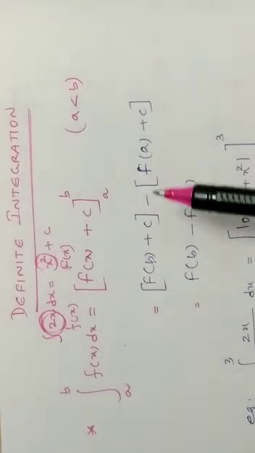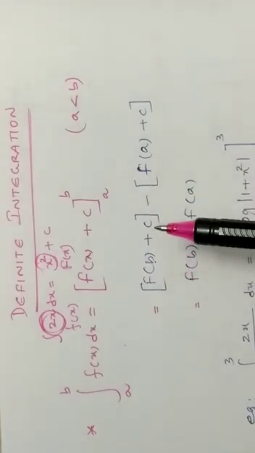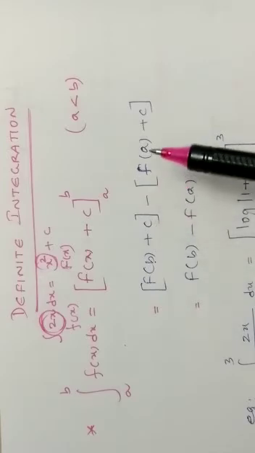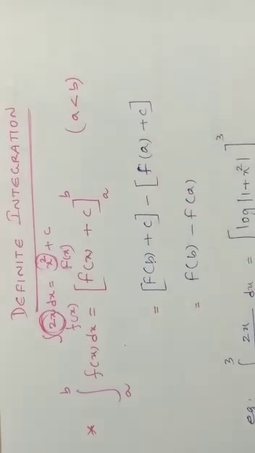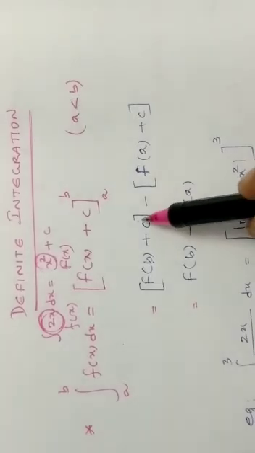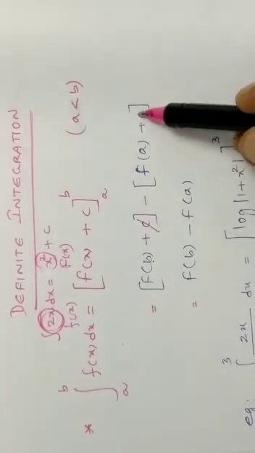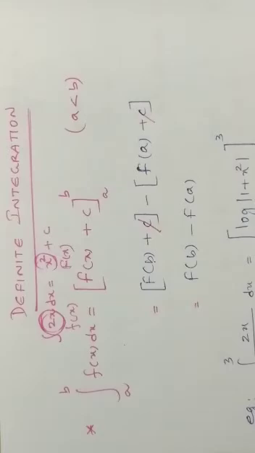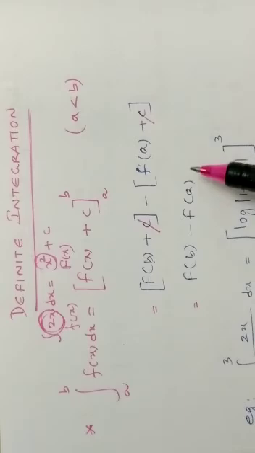Multiply minus inside: f of b plus c minus f of a minus c. Then we can see that c gets cancelled, plus c and minus c. The remaining is f of b minus f of a. This is called definite integration. In indefinite, you have plus c; in definite, you don't have c.